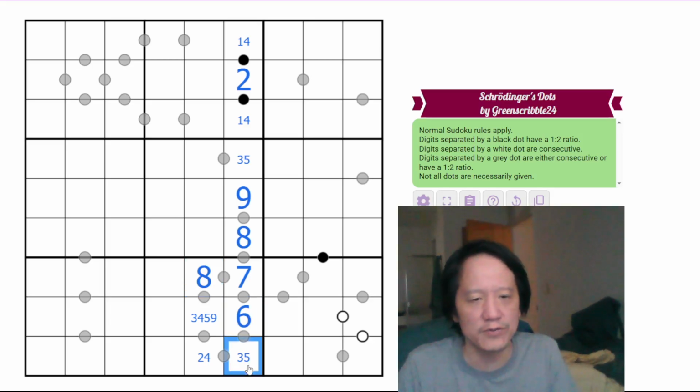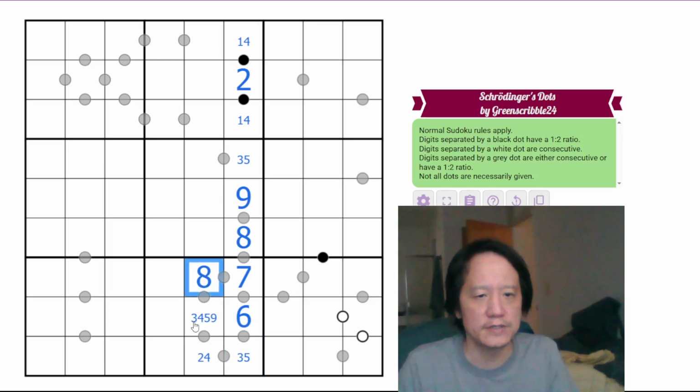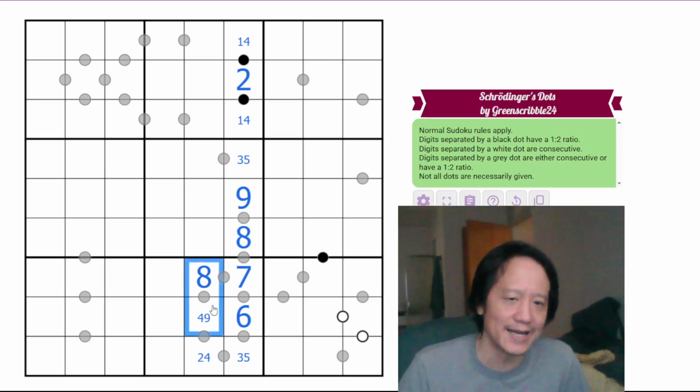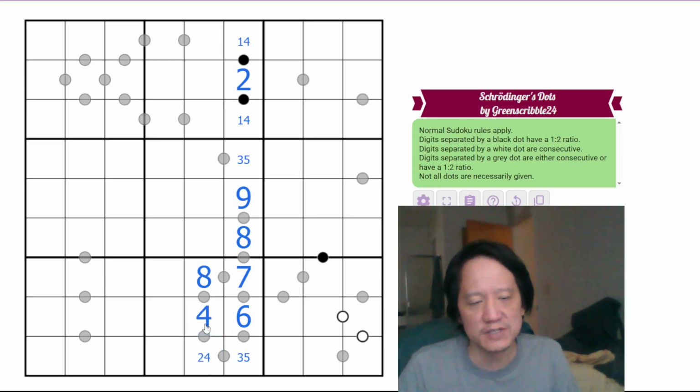6 is either consecutive with 5 or in a 1 to 2 ratio with 3. 8 can be consecutive with 9, or it's in a 1 to 2 ratio with 4. And if it goes to 9, 9 only has a consecutive relationship with 8. So it cannot be in another dot here. So this must be 4, which means this is a 1 to 2 ratio with 2.